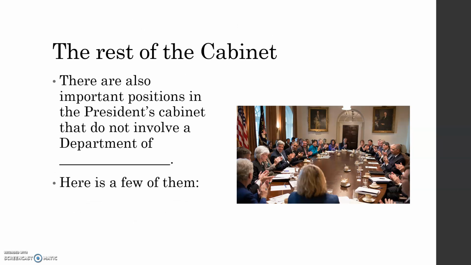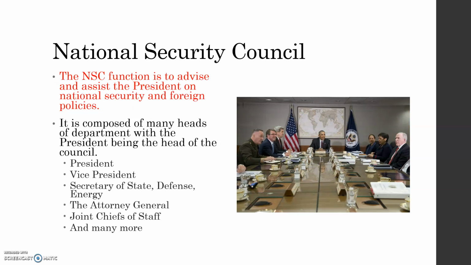Now, the rest of the cabinet, there are a lot of positions in all these departments, but you're going to be finding out more about them later. Stay tuned. But here are a few other positions inside that cabinet that aren't associated with a department of blank or a secretary of blank. And the first is the National Security Council.